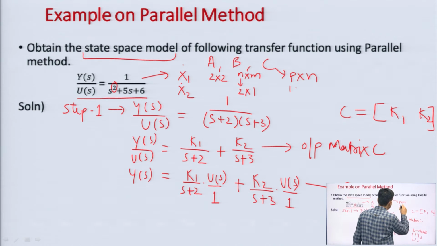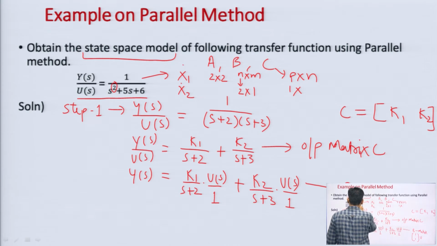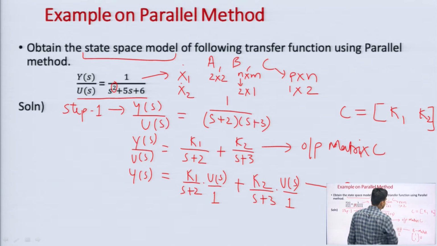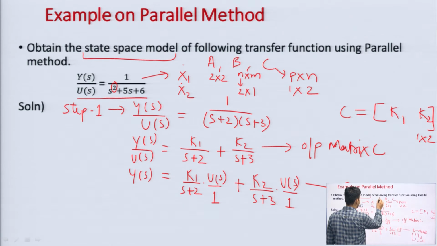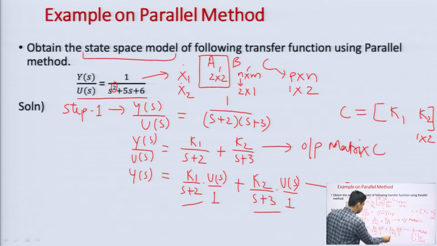So, p value is 1, n is the number of state variables, which depending on this order is 2, and the order is 1 cross 2. So, that is why this matrix order is 1 cross 2, this matrix input order is 2 cross 1, and then we have to evaluate the A matrix. Okay. So, A matrix basically would be given by the roots of this expression.